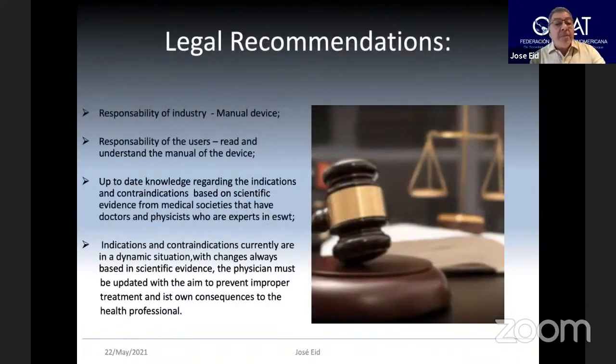So what's the legal recommendation? There is a responsibility of the industry in writing the device manual.